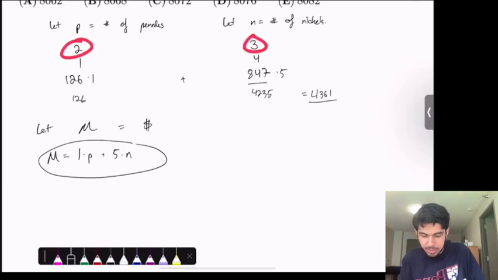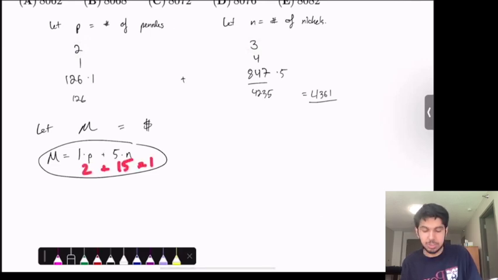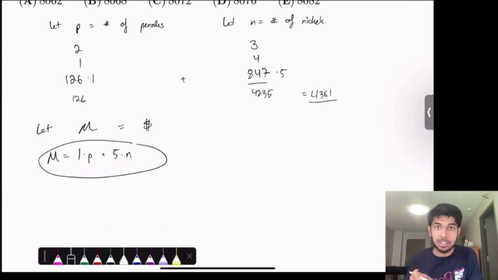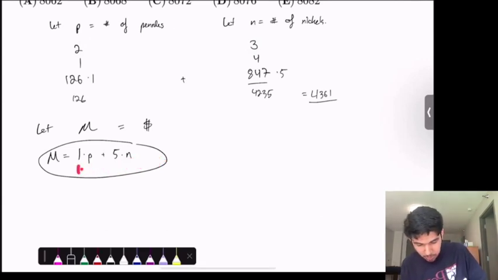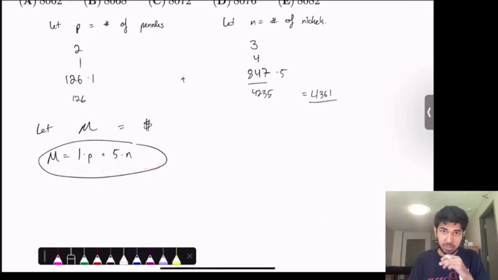We can test it by some of these values we put in. So if we put in 2 for p, 3 for n, we get 1 times 2 is 2, 5 times 3 is 15, 2 plus 15 equals 17, which is what we expected when we counted it earlier. Same thing, 1 times 1 plus 5 times 4 equals 21. Good.